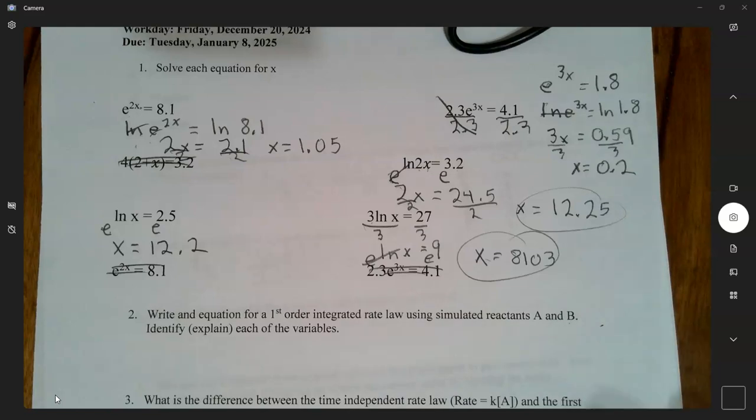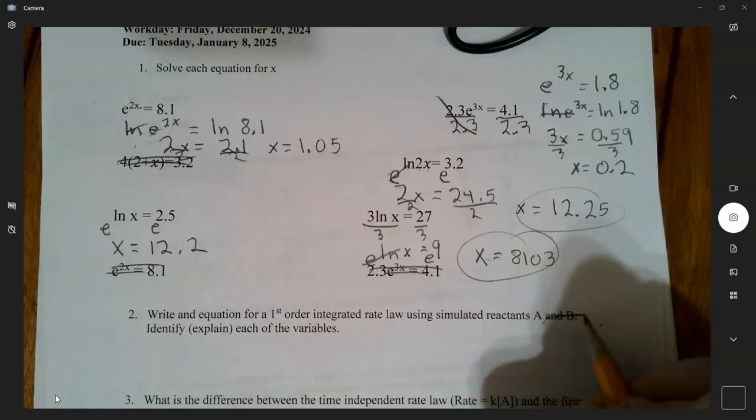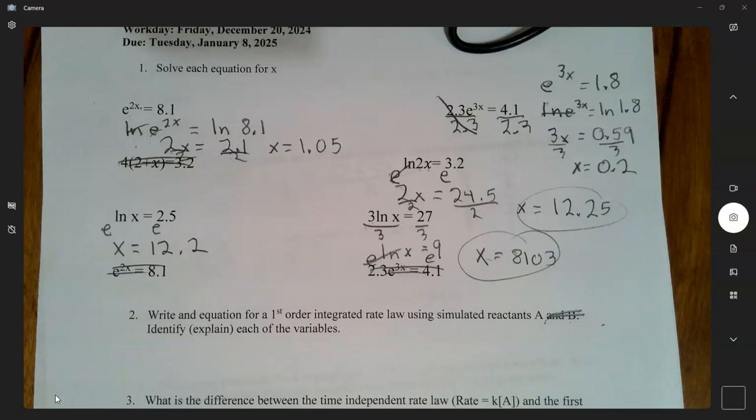Okay, write the equation for the first order integrated rate law using simulated reactants A and B. Well, none of the problems they give you in integrated rate law is going to have two reactants. They usually just deal with one reactant, and it's A, so you won't ever see a B. So identify and explain each of the variables.